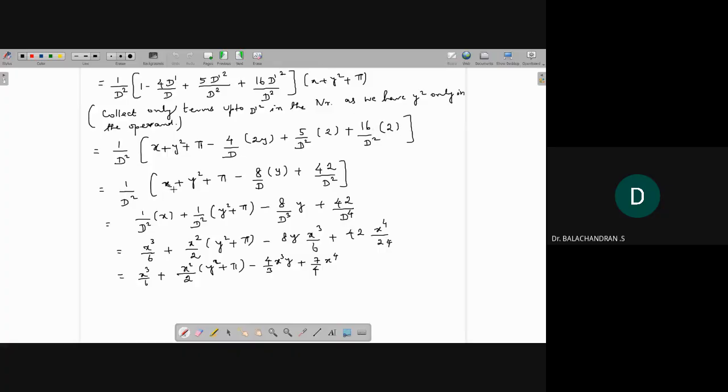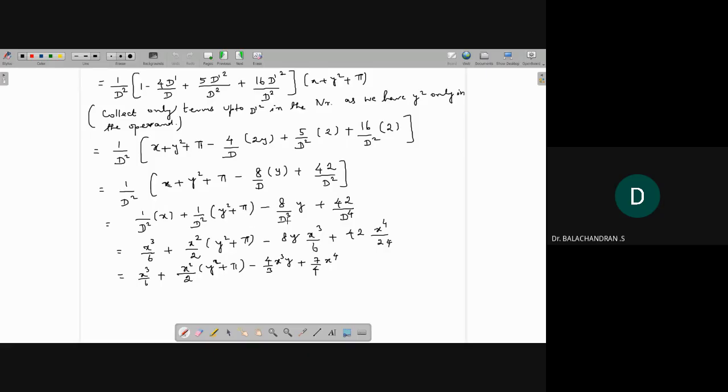Okay, 1 by d square, x plus y square plus pi, minus 8 by d into y, plus, okay, I think the denominator is the same for both the terms, d square. Here 32 divided by d square, here 10 divided by d square, so totally 42 divided by d square. Now I am going to operate 1 by d square on each and every term. So 1 by d square of x, and 1 by d square of y square plus x, because with respect to d, y and pi are constant. So that's why I'll group these two.